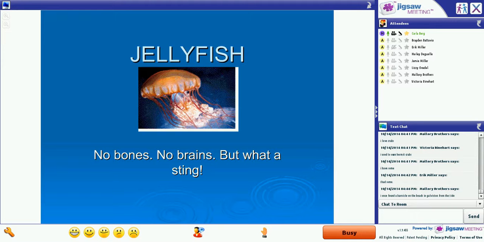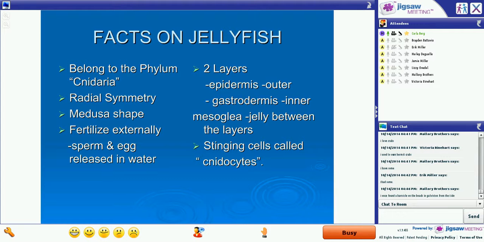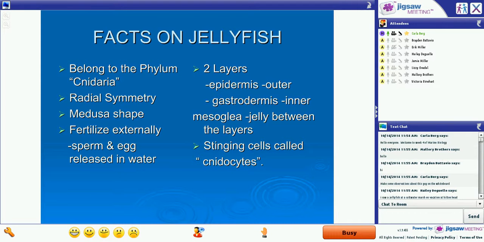Fish, no bones, no brains, but what a sting. So let's take a look at some jellyfish. Here are some facts on jellyfish. Now this first fact, you already know, if you were paying attention earlier. The first fact about jellyfish is that it belongs to the phyla Cnidaria.